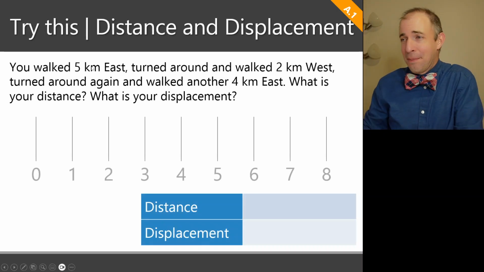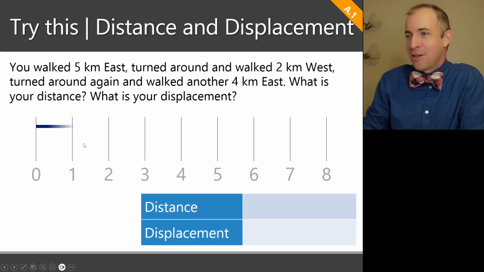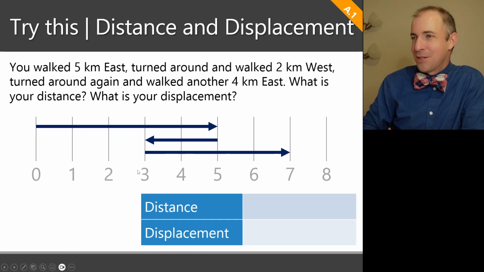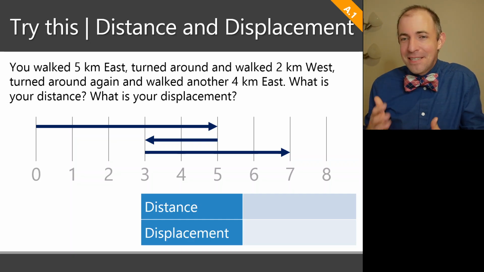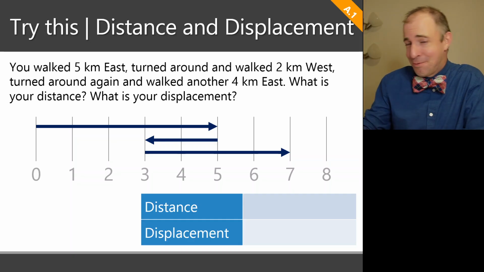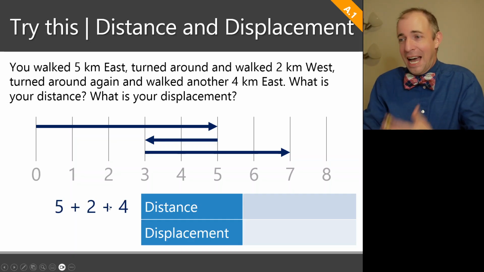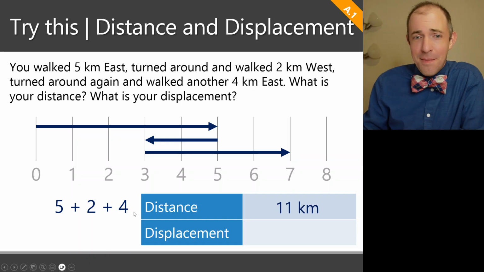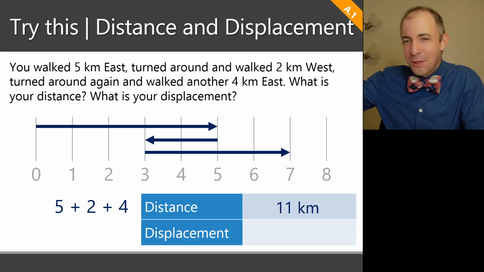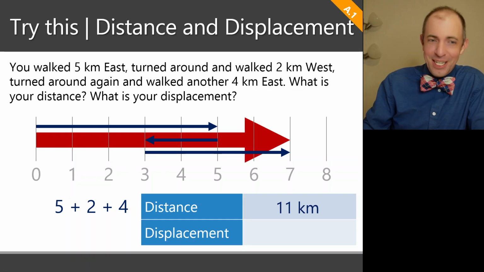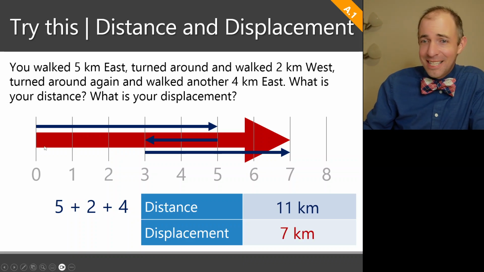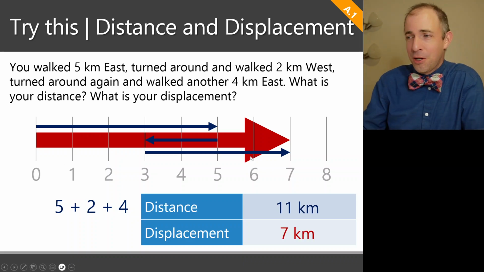In a one-dimensional example, let's look at this scenario where you walk 5 kilometers east, you turn around and walk 2 kilometers west, you turn around again and walk another 4 kilometers east. Your distance is basically how much you have traveled. Like if you had an odometer tracking your distance, you've gone 5 plus 2 plus 4 for a total of 11 kilometers. Your displacement doesn't care about the middle part. It's just comparing where you ended to where you started. So you're looking like this. Your total displacement is 7 kilometers. You started at 0, you ended at 7. It didn't matter that you turned back around.